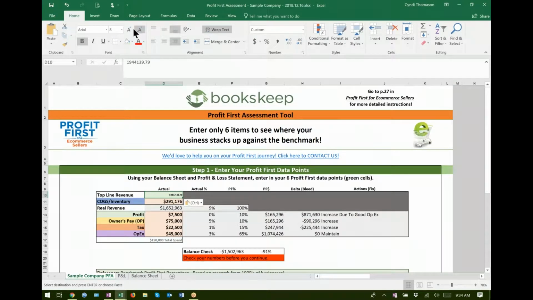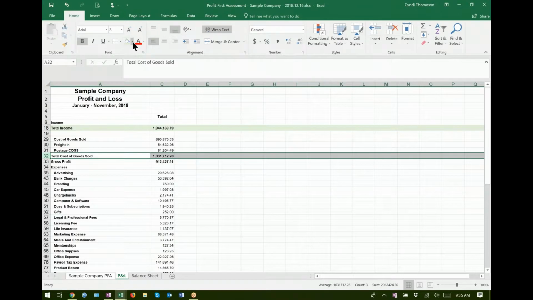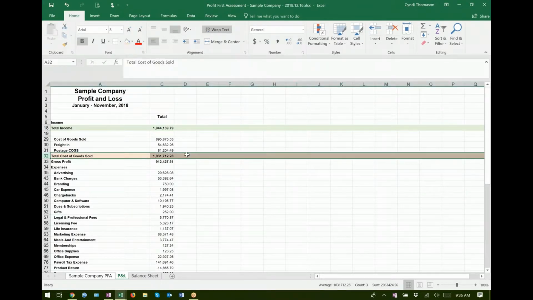The next piece of information that we're looking for is your COGS or your inventory value. And you're going to have to look at two places for that information. The first place, the easy number to find, is right off of your P&L. You should have it recorded as your total cost of goods sold. So we'll highlight that so that we can see it easily. But that's not the whole story. The rest of the information needs to come from your balance sheet.